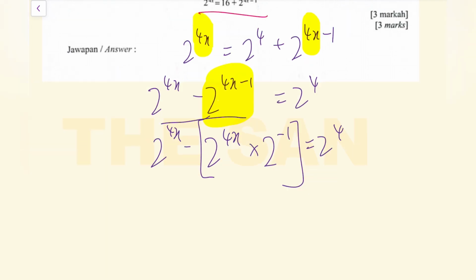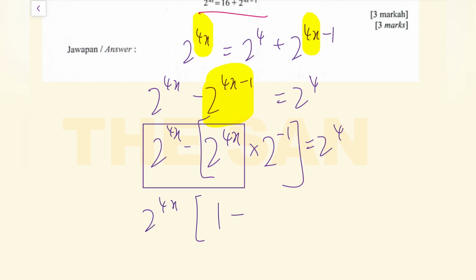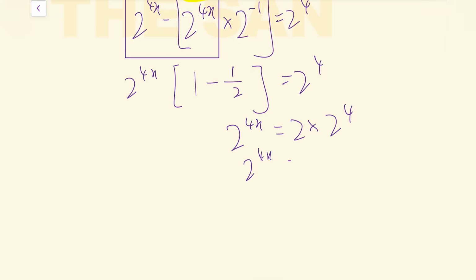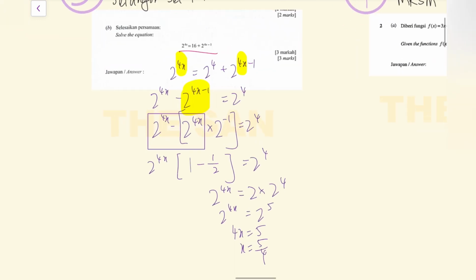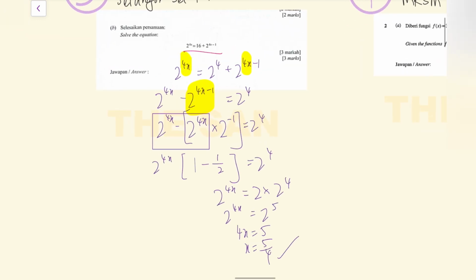So now I can factorize this out, right? So 2^(4x)(1 - 1/2) = 2^4. So 2^(4x) will equal 2^5. 4x will equal 5 and x will equal 5/4. So now we already get the answer and we want to do the answer checking.